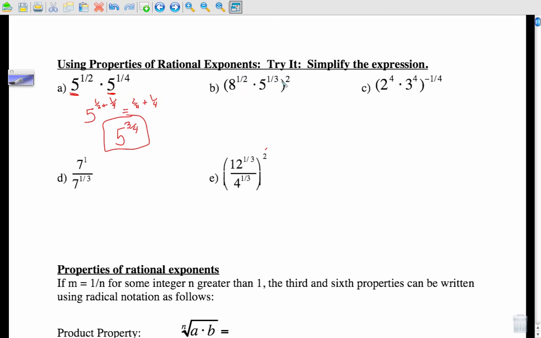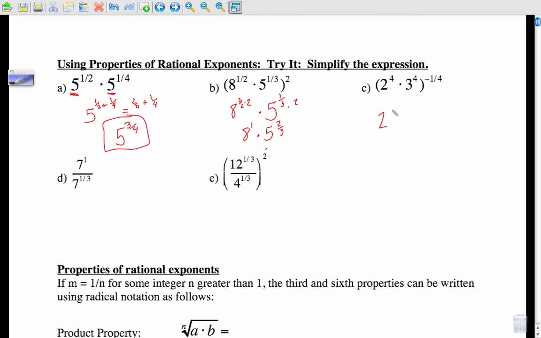Same thing here. I'm going to distribute the 2 in here using our power rules. That means I'm going to multiply. So I end up with 8 to the 2 times 1/2 and 5 to the 1/3 times 2. 8 to the 1/2 times 2 just becomes 8 to the 1. And this becomes 5 to the 2/3. And you can just leave it like that because the bases aren't the same, and neither are the exponents. So if the bases and the exponents aren't the same, there's nothing else you can simplify.